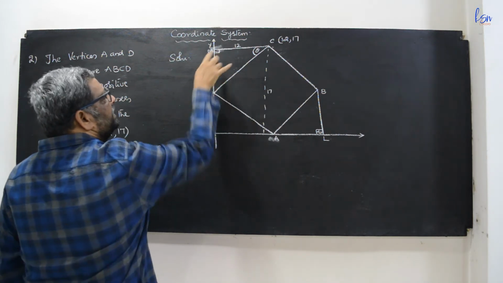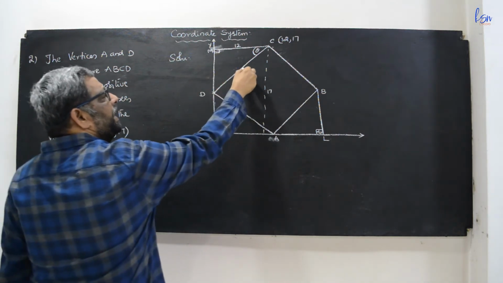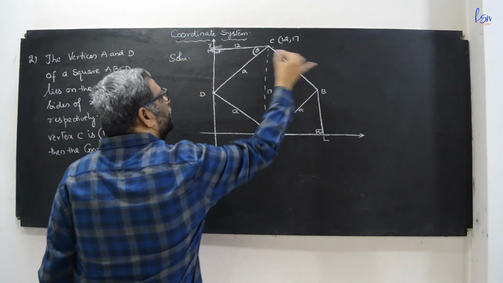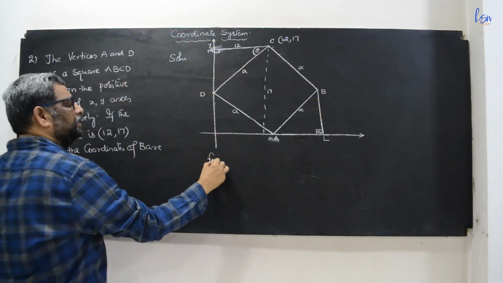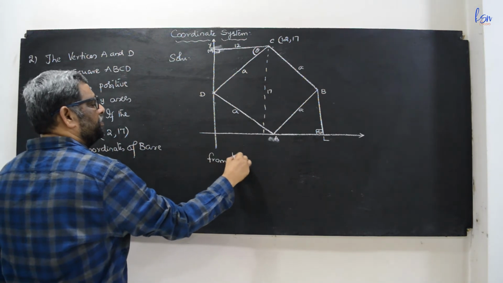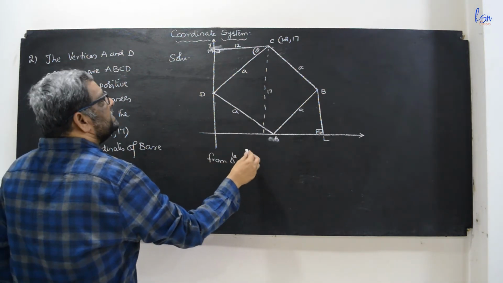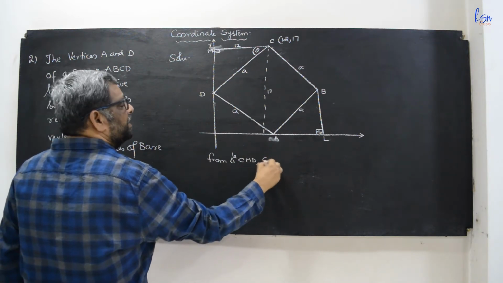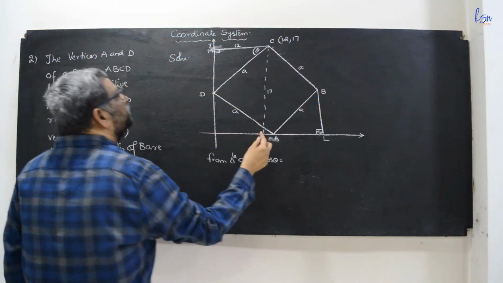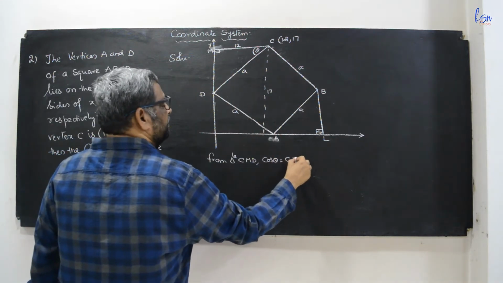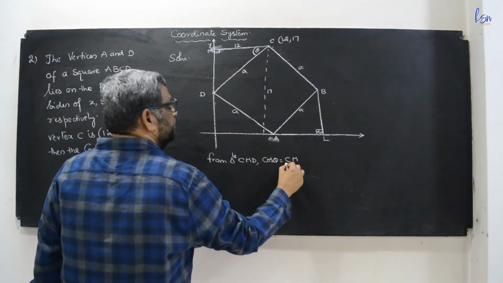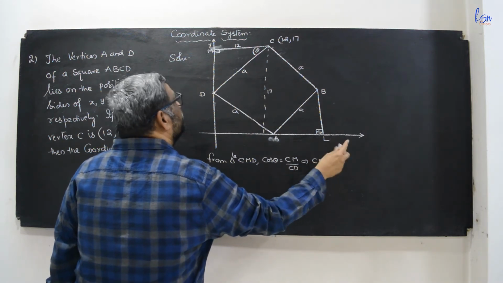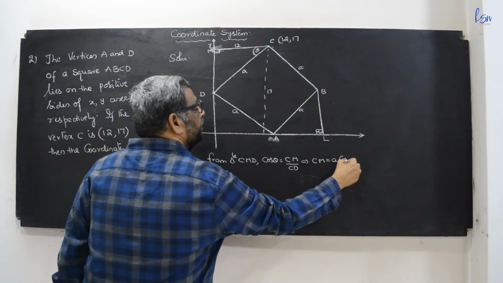Now if you take this as theta, this is 90. You take the side of the square as a units. Now from triangle CMD, cos theta is equal to CM by CD, which implies CM is equal to CD cos theta, that is a cos theta.